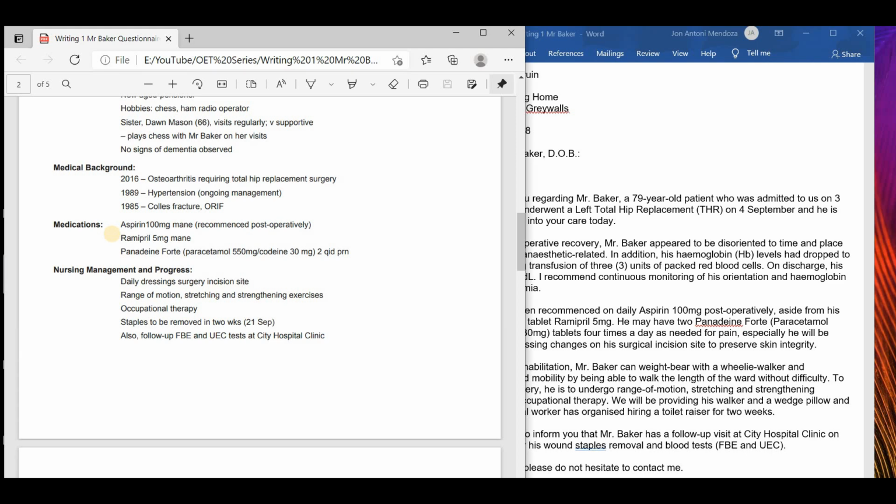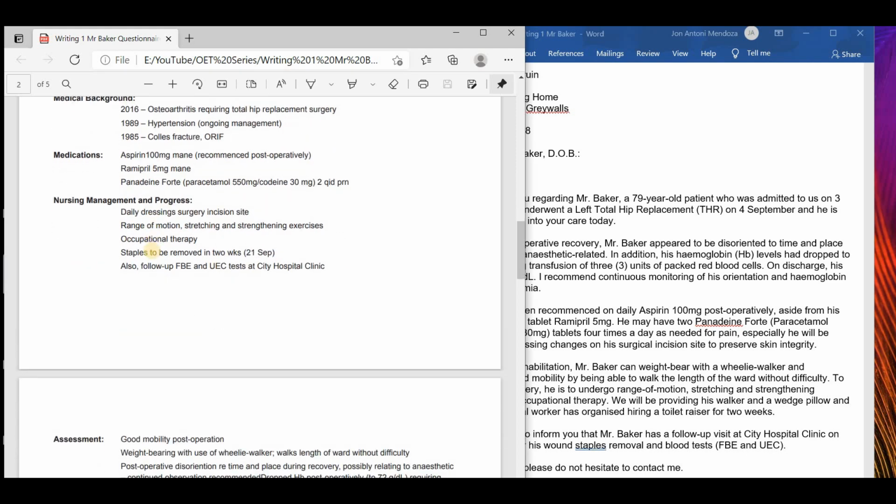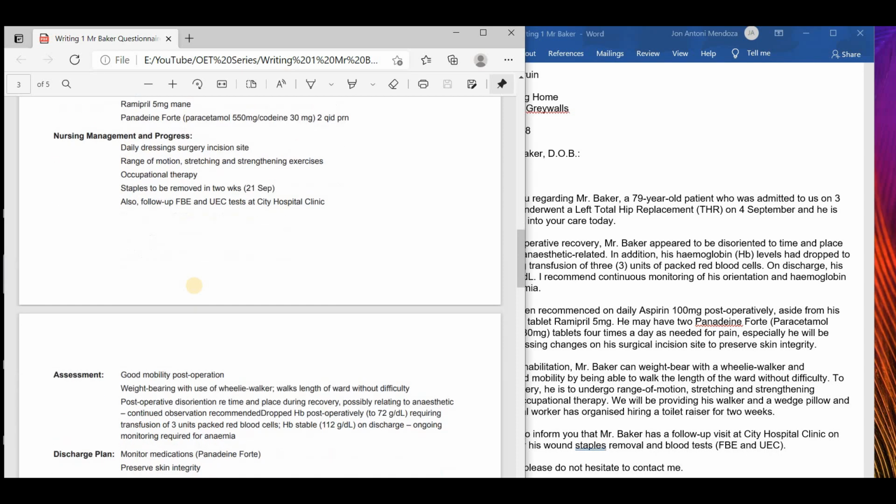Then you have nursing management and progress. He needs daily dressings on the surgical incision site, range of motion exercises, stretching and strengthening, occupational therapy, and his staples are to be removed in 2 weeks, which is on September 21st, and he's got a follow-up visit for blood tests, FBC and UEC at City Hospital Clinic.